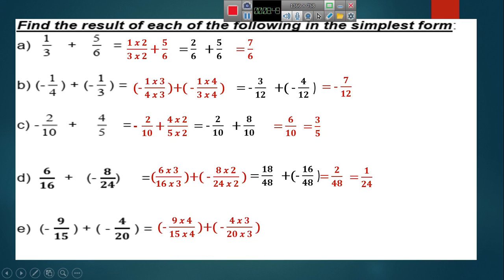The other one, negative 9 over 15 plus negative 4 over 20. Both of them have the same sign, negative, so we will add them. Here we make the common denominator 60. We can multiply this one by 4, numerator and denominator. The other fraction, we will multiply by 3 to get denominator 60 for both of them, like that. And we will add them because both have the same sign, negative. So we will get negative 48 over 60.